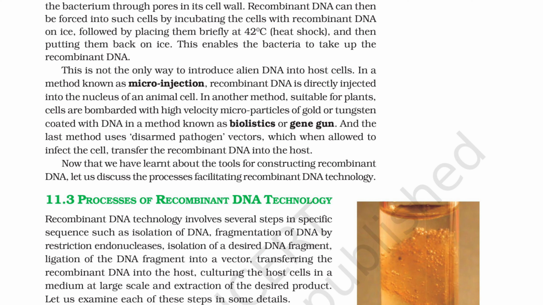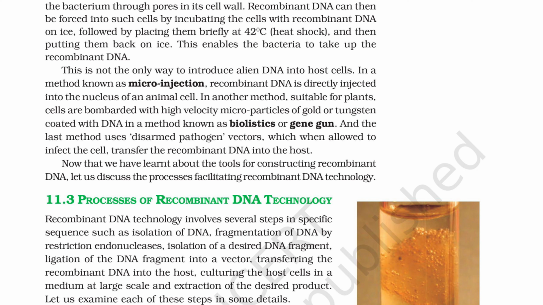This is not the only way to introduce alien DNA into host cells. In a method known as microinjection, recombinant DNA is directly injected into the nucleus of an animal cell. In another method, suitable for plants, cells are bombarded with high-velocity microparticles of gold or tungsten coated with DNA, in a method known as biolistics or gene gun. And the last method uses disarmed pathogen vectors, which when allowed to infect the cell, transfer the recombinant DNA into the host. Now that we have learned about the tools for constructing recombinant DNA, let us discuss the processes facilitating recombinant DNA technology.